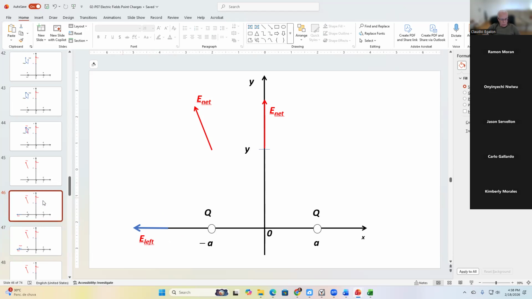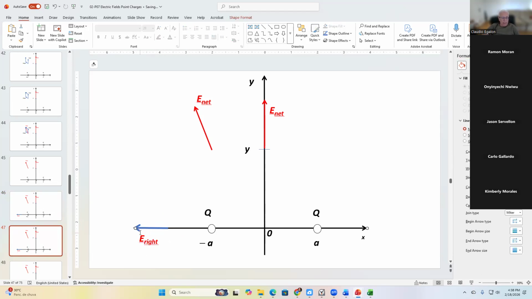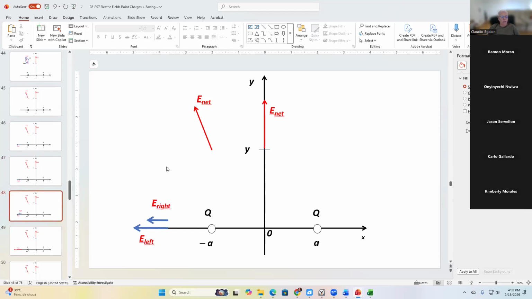And now I'm going to come up with another one. And now what about the electric field of the charge at the right side? It's still going to be pointed along the negative direction of the x-axis, but its magnitude is going to be a little bit smaller, okay? And that's what is illustrated in the next slide. I had to shift the electric field of the other charge so you could see it more easily, right?